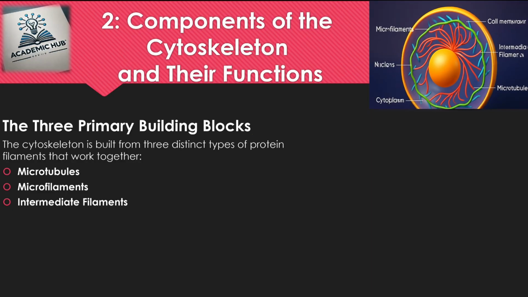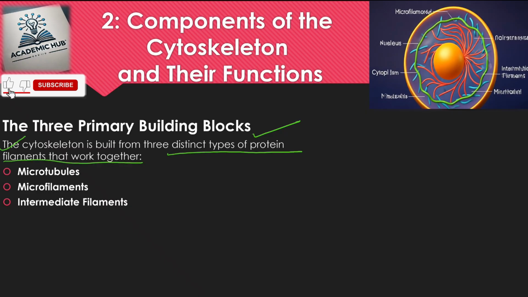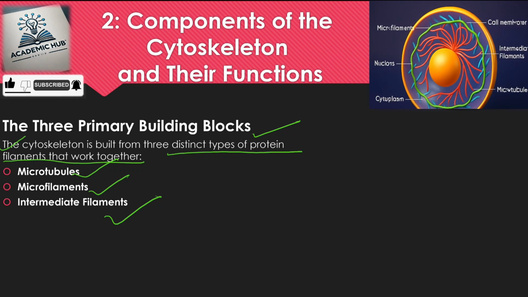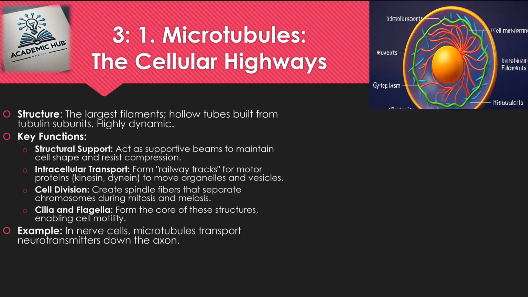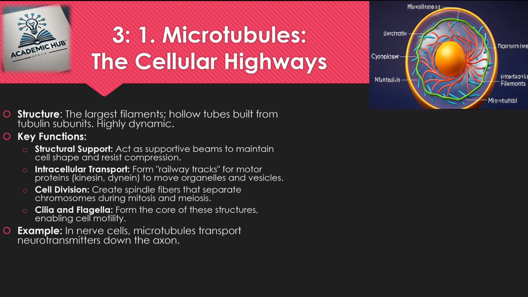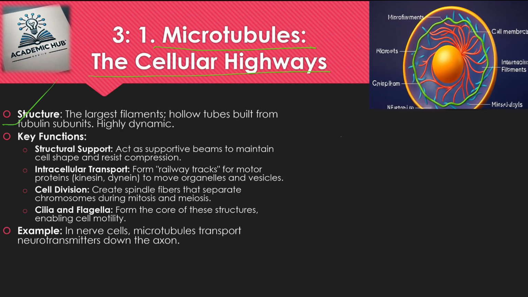Now the components of the cytoskeleton and their structure. The three primary building blocks are three distinct types of protein filaments that work together: microtubules, microfilaments and intermediate filaments, each with unique properties and roles. First, we will discuss the microtubules. Microtubules are the cellular highways.